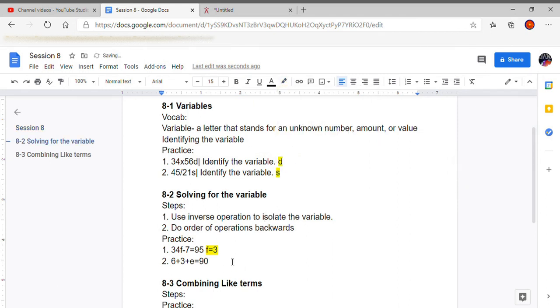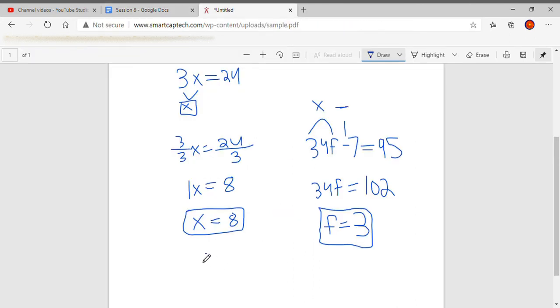Now, for this one, we have to solve for e, which we learned here. So 6 plus 3 plus e plus 3 plus e equals 90. They're all addition, and according to the commutative property, the order does not matter. So I'm going to switch it so e is on the furthermost left: e plus 3 plus 6 equals 90.